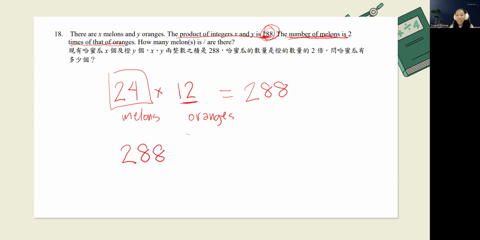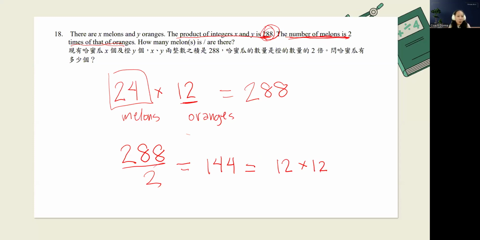You have 288, that's our product. And so we just divide this into two, so we can evenly divide because we only have two numbers to distribute 288. So the answer is 144. Now it says that the number of melons is two times that of oranges. So let's find a number that when you multiply it by itself, you get 144. That is 12 times 12.